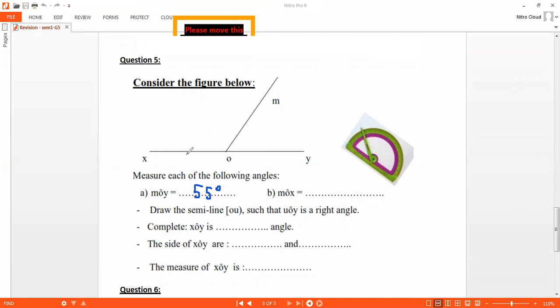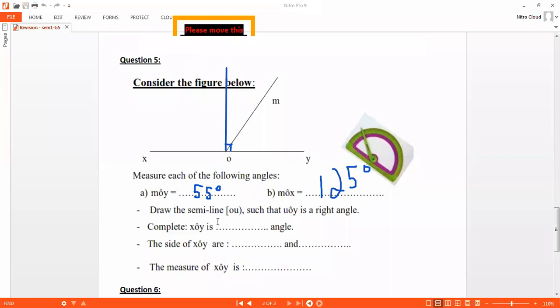And also you have to measure MOX, this angle out here, also using the protractor. So it's 125 degrees. They ask you to draw the semiline OU such that UOY is a right angle. It's very easy. UOY is a right angle, so you have to do it straight like this. And it forms a right angle here.